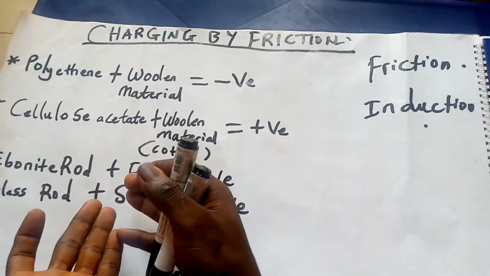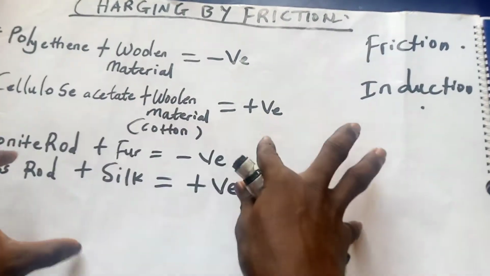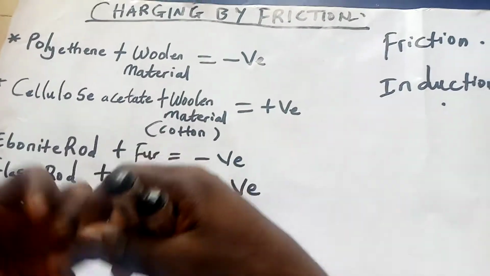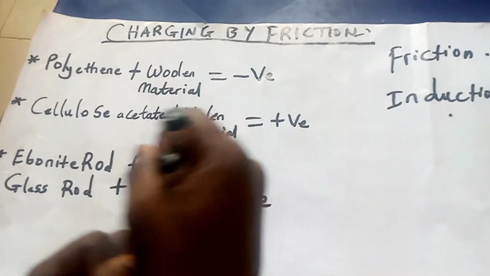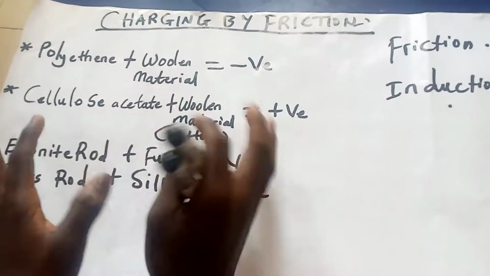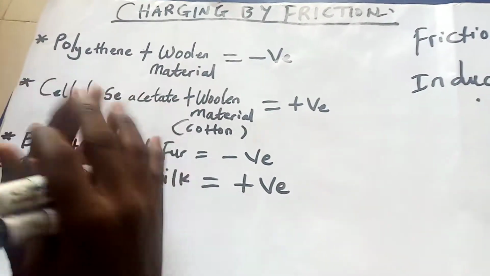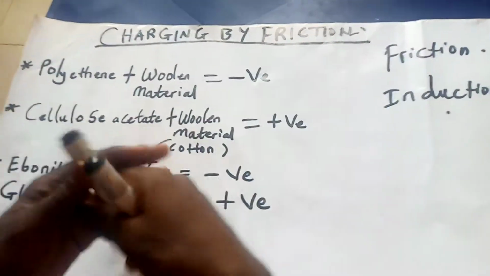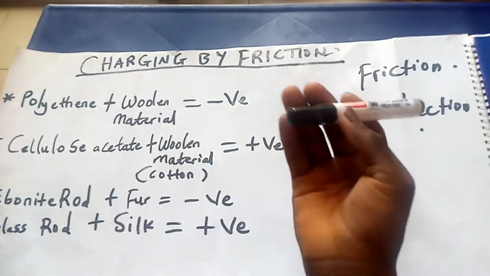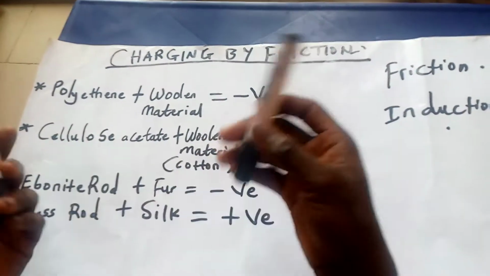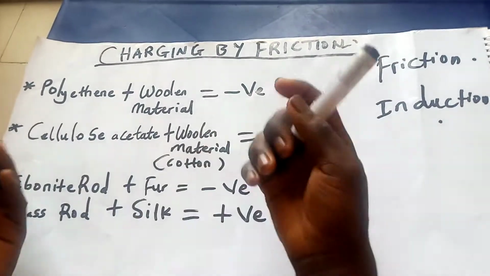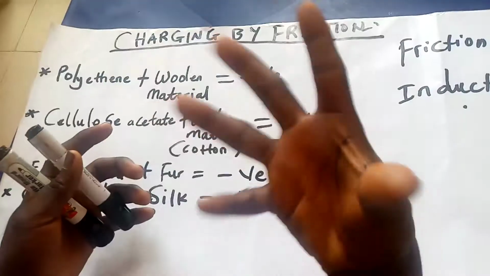Of course, the silk becomes negatively charged. So these are the major materials you come across that are charged using the method of charging by friction. All right, hope this makes sense. So the whole idea of charging by friction is just you bringing two different materials and rubbing them against each other, and then one body loses electrons to the other body, thereby causing a transfer of charges and electrons, and then you have a net charge.